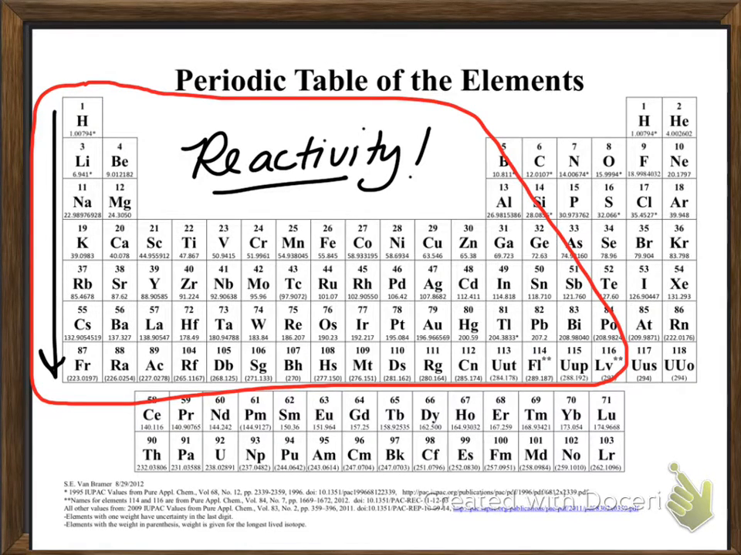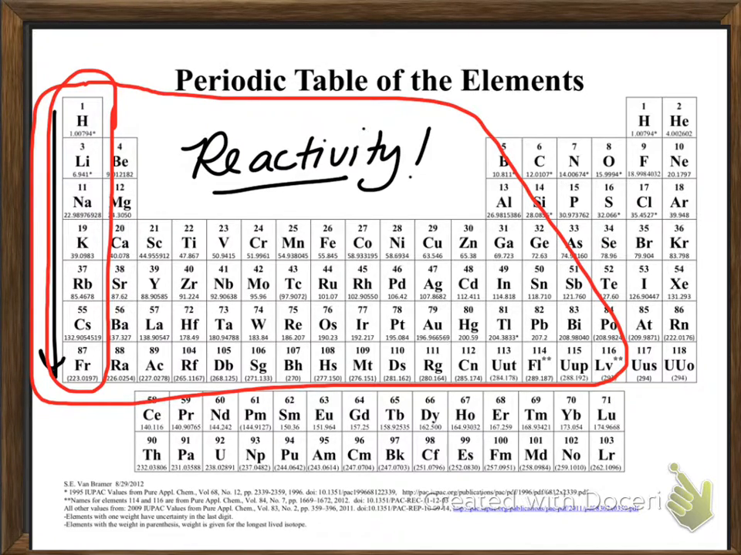Now, here's the other trend that we know about. Reactivity, especially in the metals, tends to increase as we go down a group. So if you look at group 1, lithium is more reactive than hydrogen in its solid form. Sodium is more reactive than lithium. Potassium is more reactive than sodium. Rubidium is more reactive than potassium. You get the picture here. You should watch the video too.